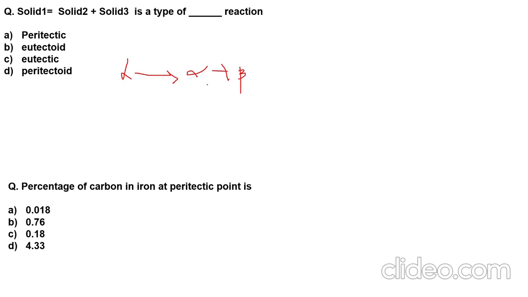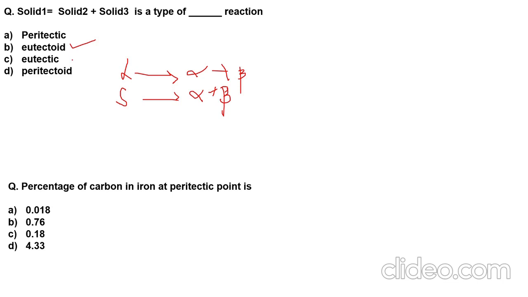But when you have a transformation from a solid, you always change it to 'oid', eutectoid, right? So one solid gives you alpha plus beta. So this is your eutectoid reaction. One solid gives you two solids. Because they are different solids, we name it one solid giving two solids. So it is not eutectic, because eutectic is from a liquid, while eutectoid is from a solid.